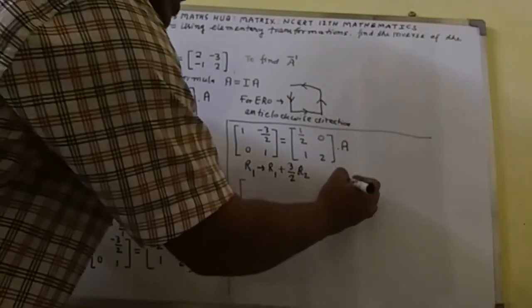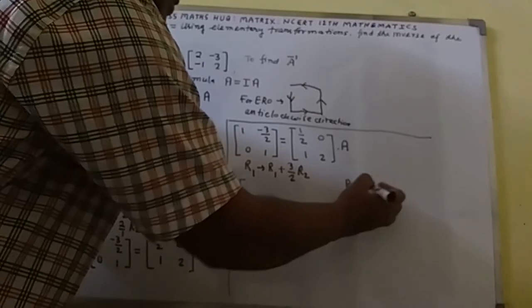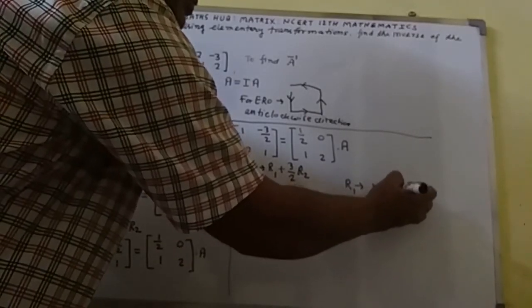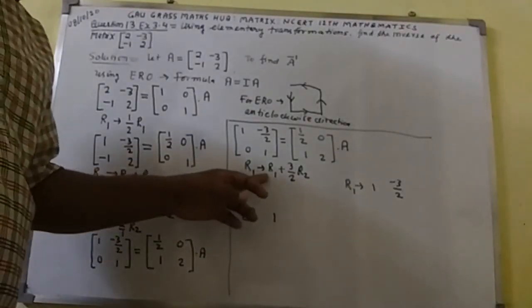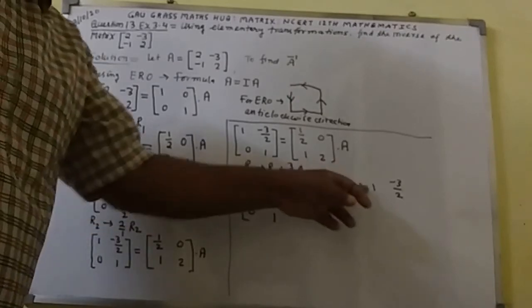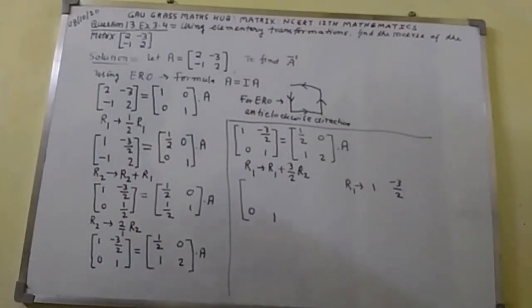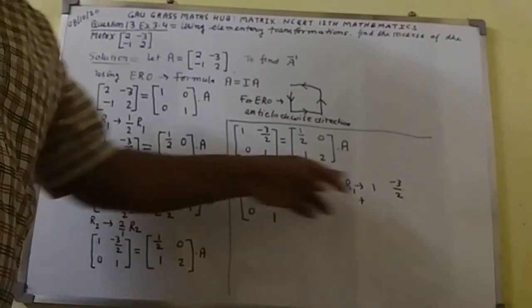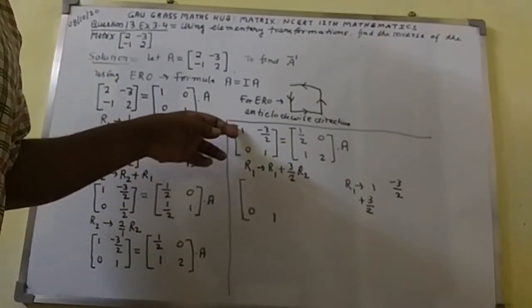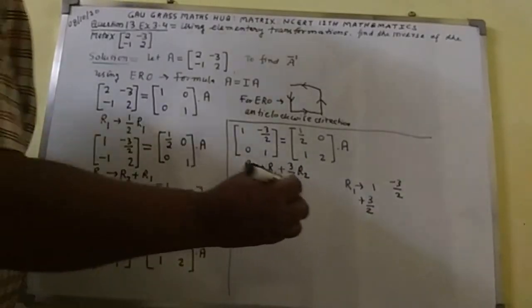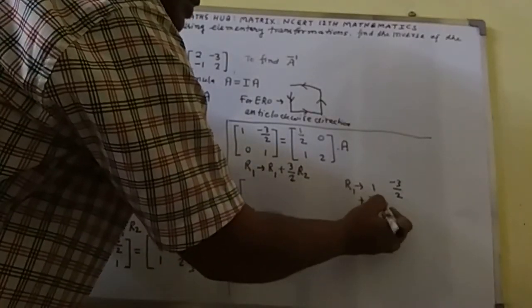So here I shall take R1: 1, minus 3 over 2. If I take R1 as 1, plus 3 over 2 times the respective element of R2. The respective element of 1 in the first row will be 0, so here I shall write R2 as 0. So here it will become 0.